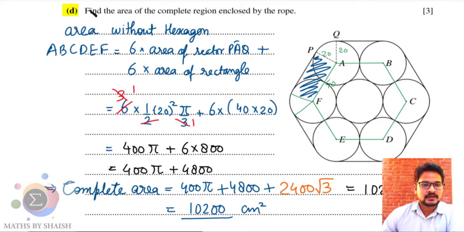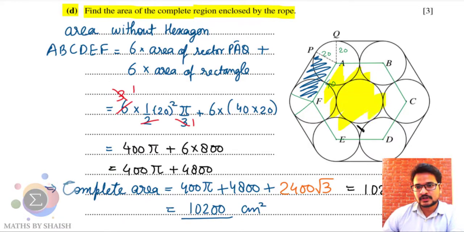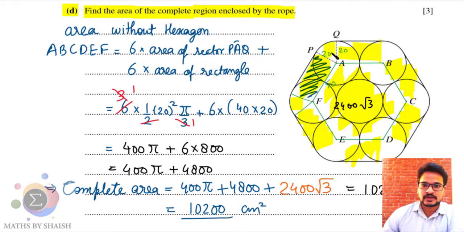And here's the D part, the last part. Find the area of the complete region enclosed by the rope. So it means we are going to find the total area. We already have the hexagon area from the previous part, that was 2400 root 3 centimeter square. So all we need to find is this area, and then we can multiply by 6, because this area is going to be the same as this, and the same as this, and also 6 times the area of the sector.